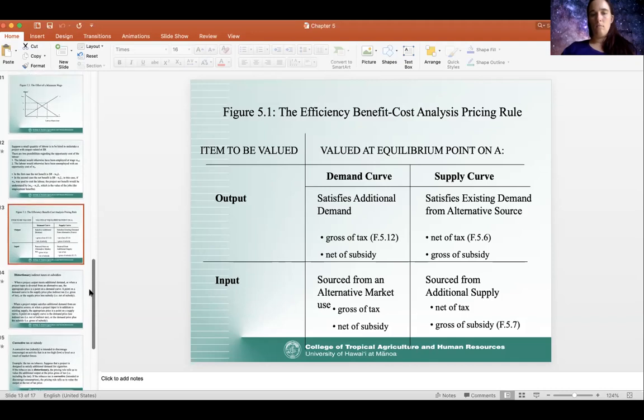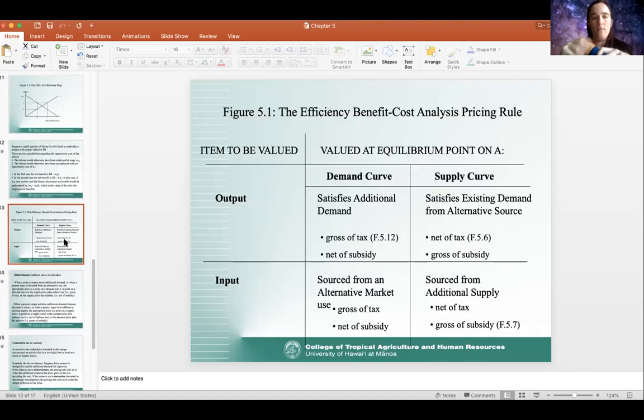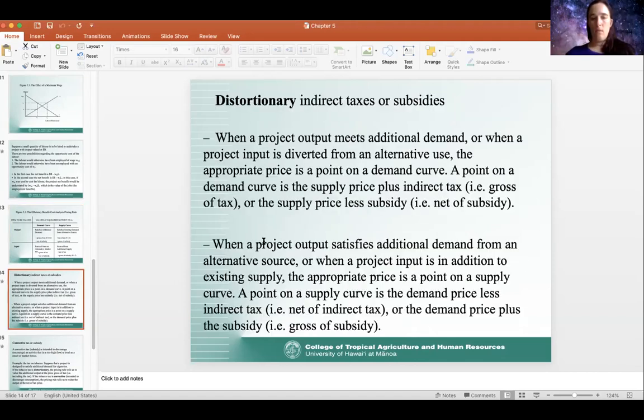Yeah, we're almost done, actually. So what are these distorting indirect taxes or subsidies? Well, if you're adding a tax or you're adding a subsidy, you've got to figure out exactly how you do this. So this is actually in words what we've just done here. And it will basically tell you in the problem if it's a distorting tax or a distorting subsidy.